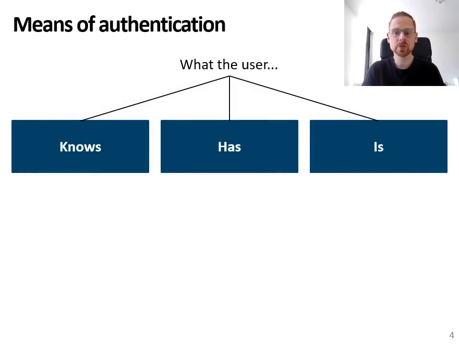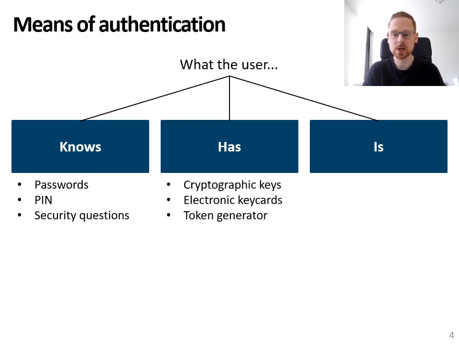Authentication of users in modern computer systems and networks is usually based on one of three methods. It is based on something the user knows, has, or is. Something the user knows could, for example, be a password, a PIN code, or the answer to a security question. Something the user has could be a cryptographic key, an electronic key card, or a token generator, like, for example, Google Authenticator. Something the user is could be their fingerprint, their iris, or any other biometric information.